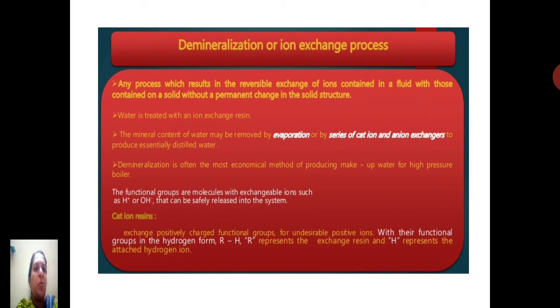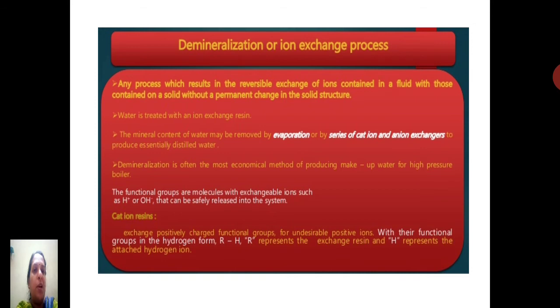The next process is demineralization, or the ion exchange process. Here, a reversible exchange of ions contained in a fluid is done with those contained on a solid without a permanent change in the solid structure. That is, the water to be treated is first sent to a series of cation beds, then it is passed on to the anion exchangers, and then finally it is taken to the towers, where it is removed.